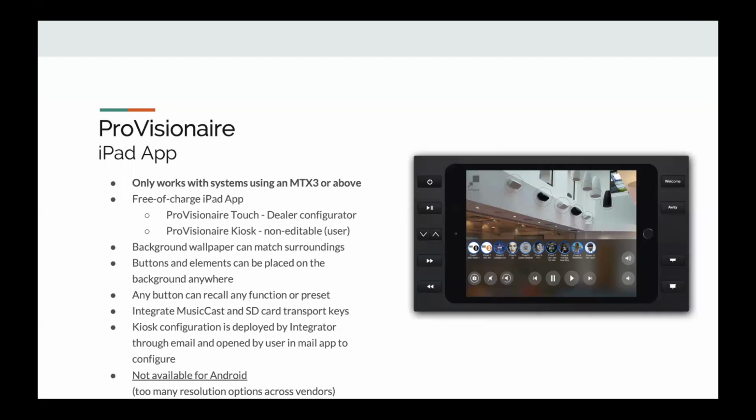So on the iPad, you have an application called Provisionaire, which is really, really great. There's a Provisionaire software for the PC, but in fact, you can configure it just using the iPad itself. There's 2 variants, Provisionaire Touch, which is for you to configure the system with, and Provisionaire Kiosk, which is the user version of the software and doesn't enable them to do anything but control the system. You can set any background wallpaper. So this picture you can see here is actually a demonstration facility.